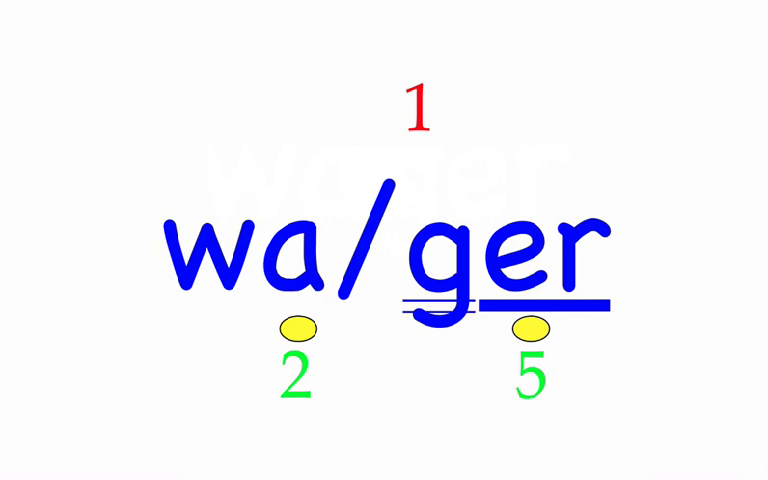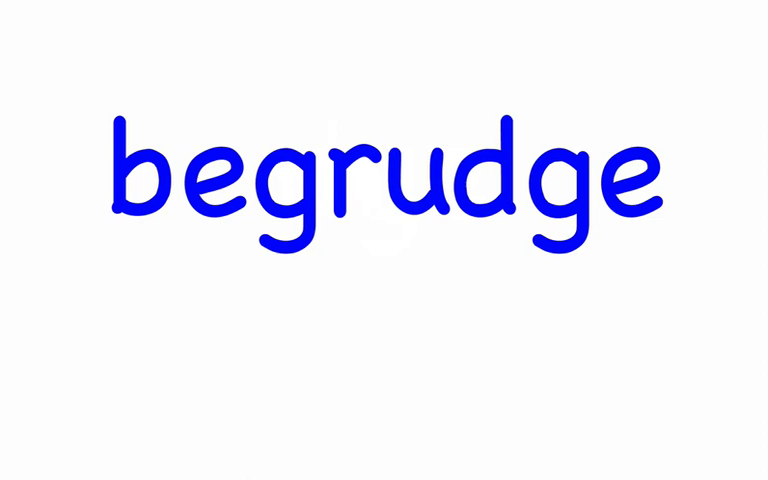Begrudge. Begrudge. We will not begrudge you your reward. Begrudge. Be has two sounds. B, E. Grudge. Four sounds. G, R, u, J. Begrudge. Mark the word.